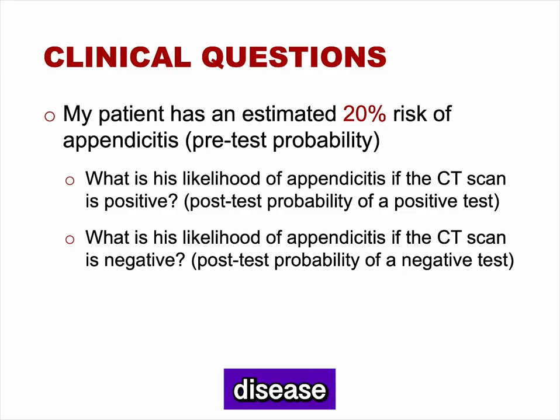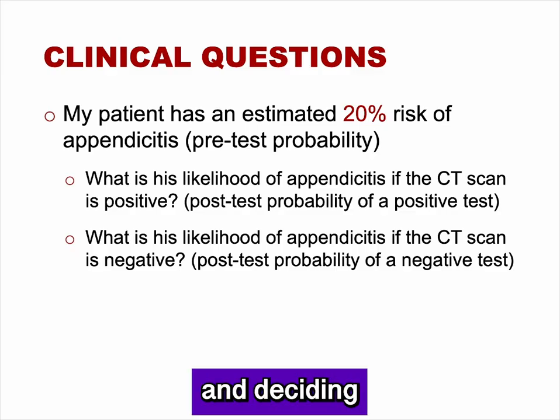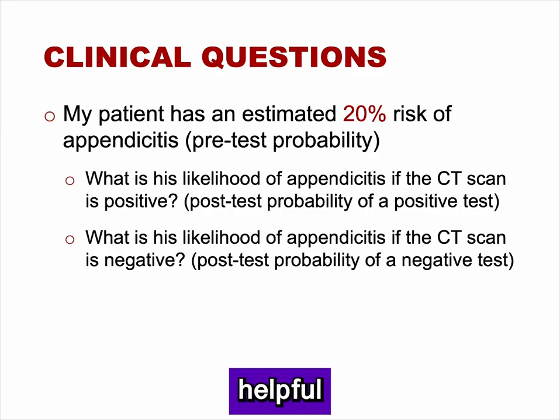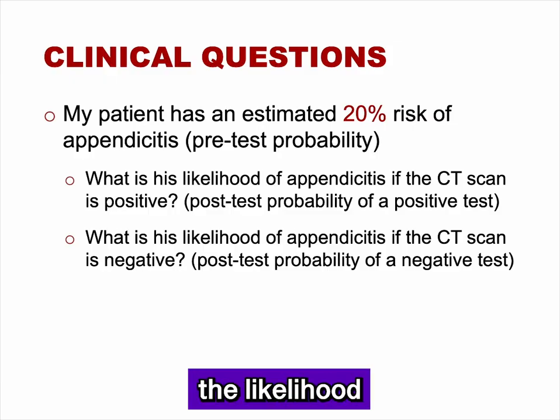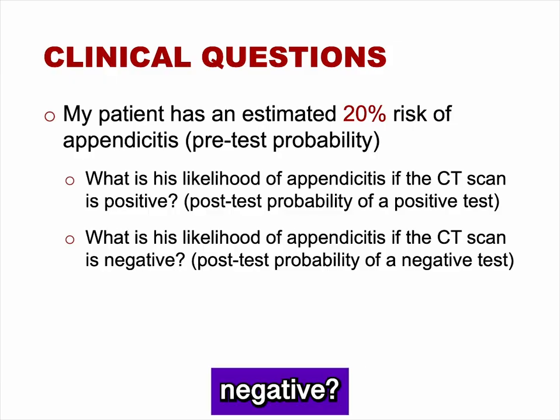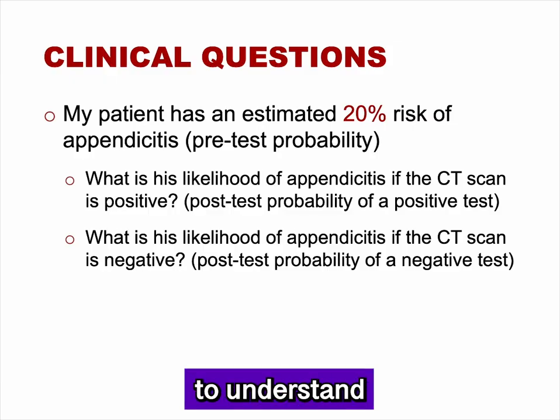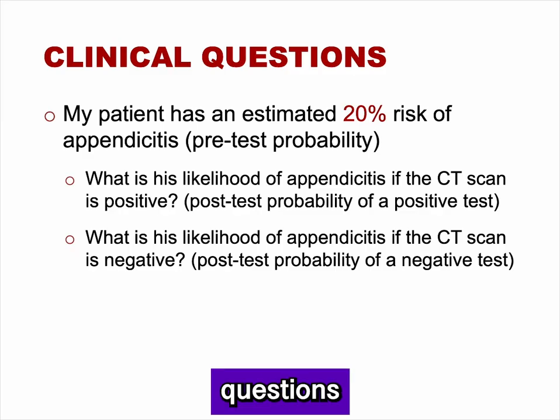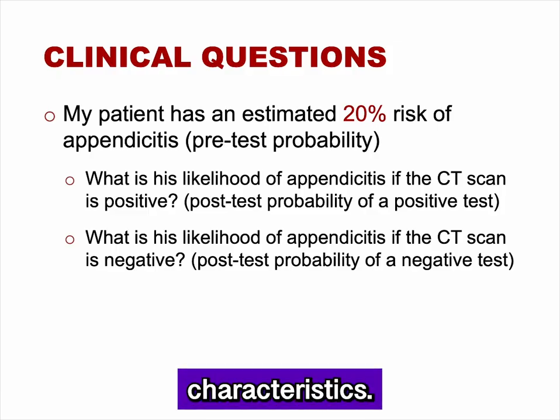After assessing the disease pretest probability in my patient and deciding which test to order, I find it helpful to think about the specific questions that I need in order to make clinical decisions. The two clinical questions are: what is the likelihood of appendicitis if the CT scan is positive? And what is the likelihood of appendicitis if the CT scan is negative? It is important to understand the impact of the answers to these questions on the management of the patient for each test result before ordering the test. We will keep these two questions in mind as we review the test characteristics.